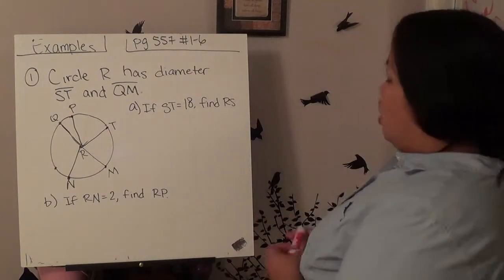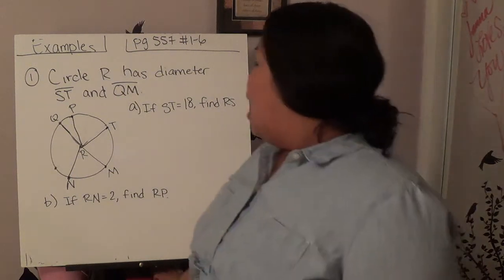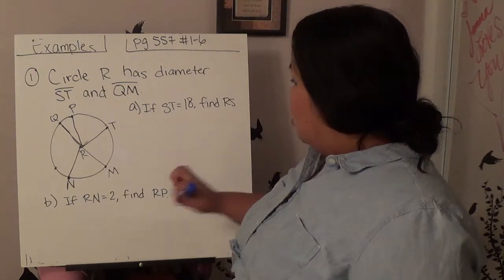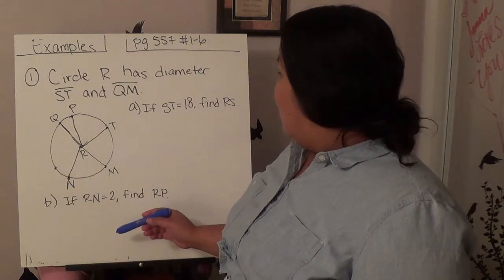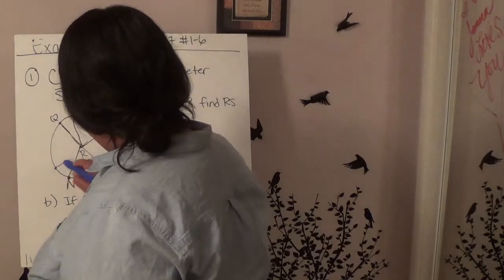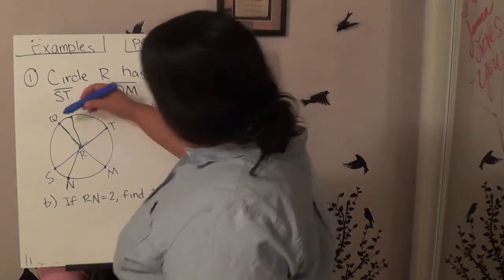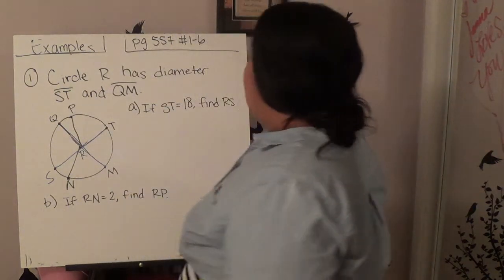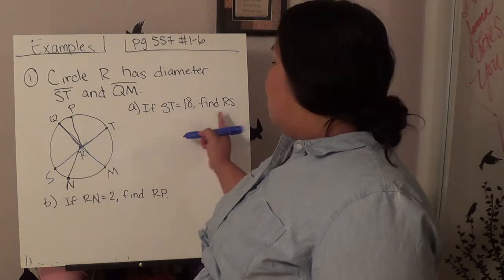Okay? Here is an example. It says circle R has diameters ST and QM. So again, circle R is in the middle right here. This is ST, and this is QM. So diameters ST and QM. So if ST equals 18, find what RS is.